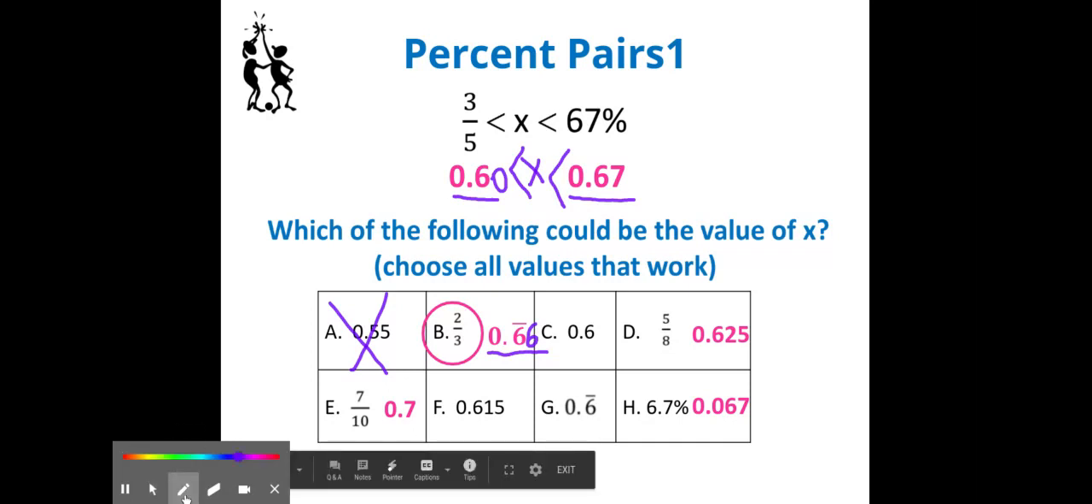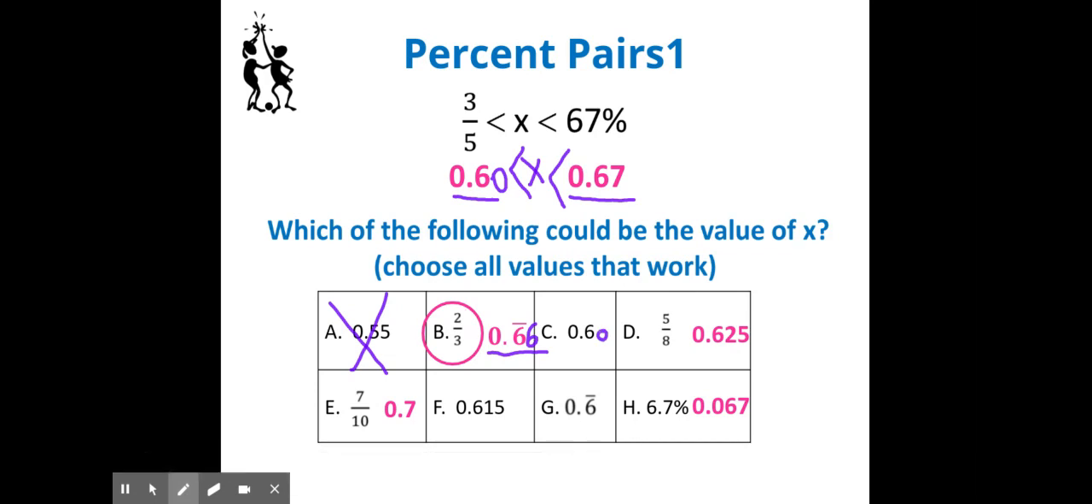C, 6/10. Same strategy. Use your placeholder. Put a 0 placeholder behind it. 60 needs to be between 60 and 67. Well, it's not. X must be, according to our inequality, greater than 60 hundredths. C is not an answer choice.